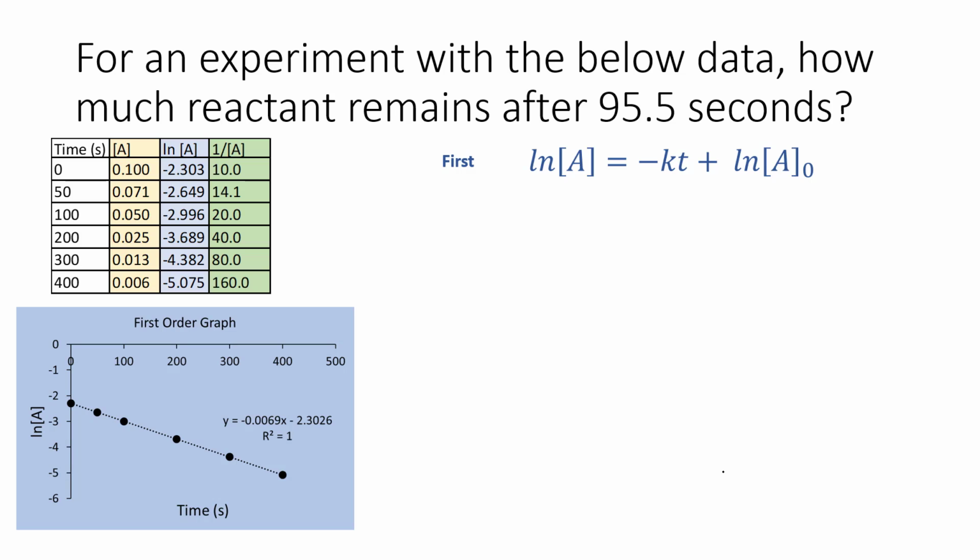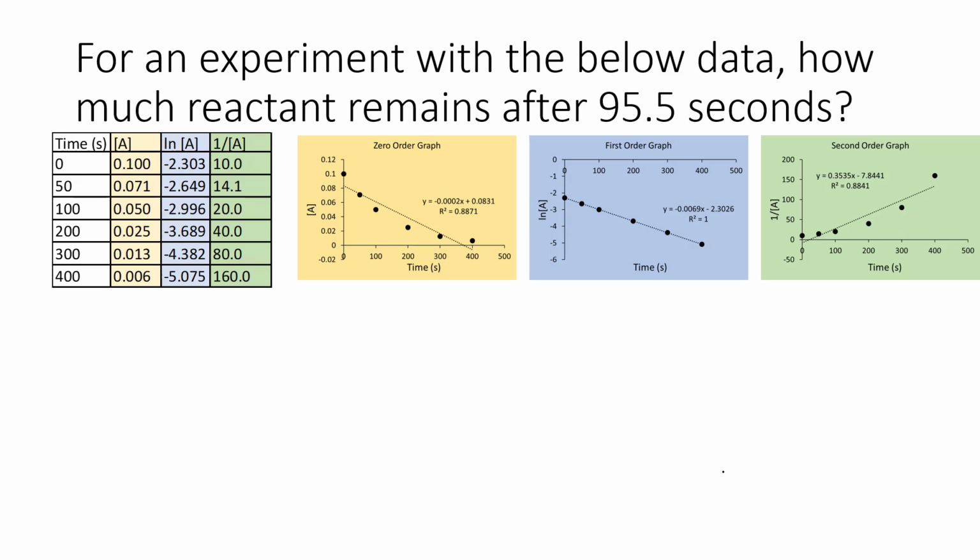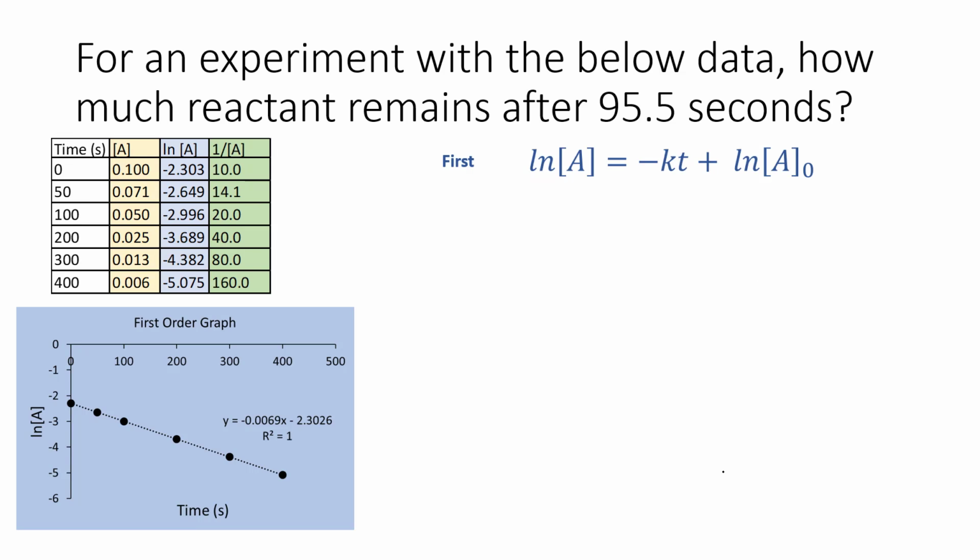So what do we do with that? How do we plug in the 95.5 seconds? Or also importantly, if I'm given this, how can I remind myself of how to go from this to my integrated rate law and then plug in my numbers? You first have to decide what's the point of the graph. The graph is to tell you the reaction order. Once you know that, you can know which integrated rate law to use, and then you can solve the question.